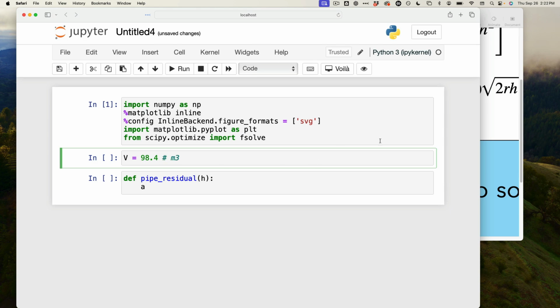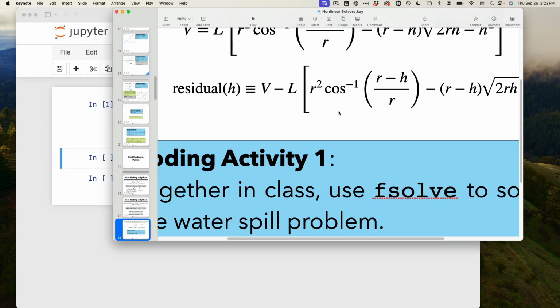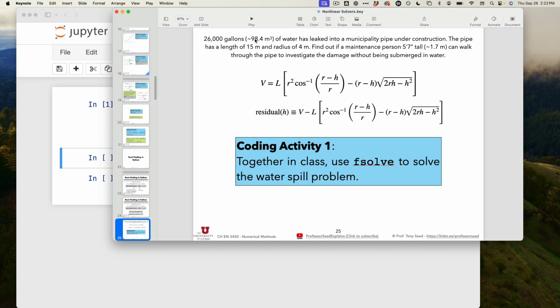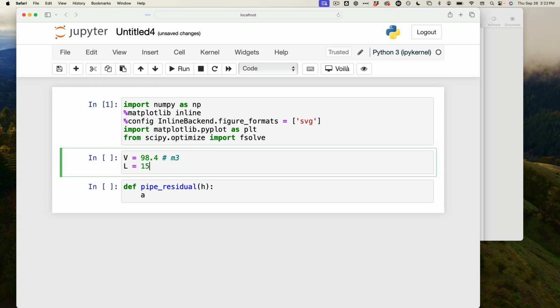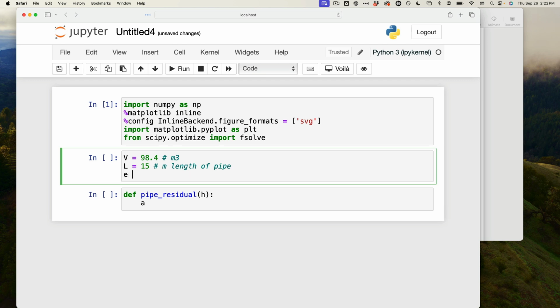Typed every symbol in the book. Okay, so we have V equal 98.4, and L equal 15, and R equal 4. L equal 15 meters is the length of the pipe, and R equal 4 is the radius of the pipe.